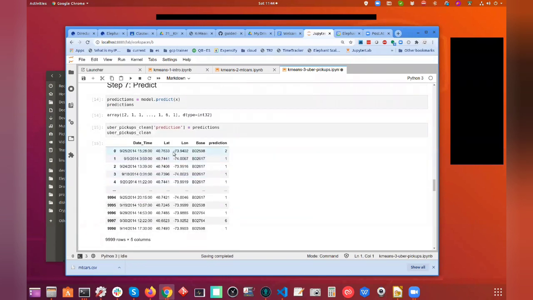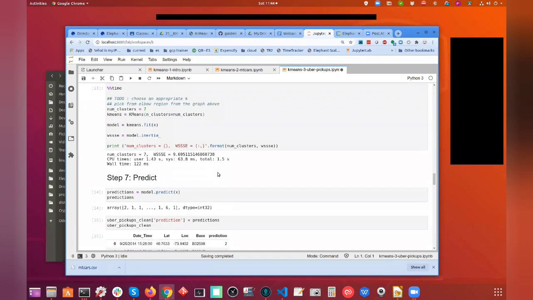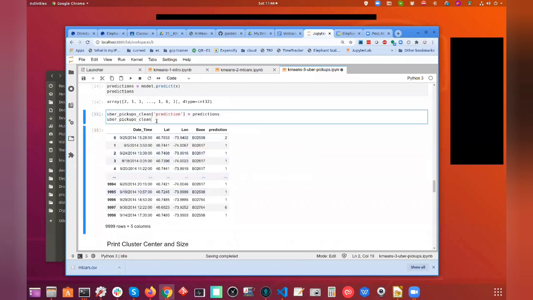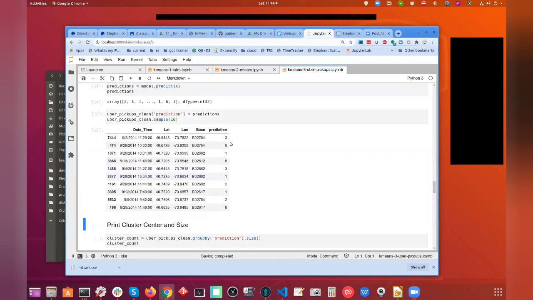What it does is each trip, each pickup, is assigned to a cluster. How many clusters do we have? We have 7 clusters. So you should see samples. Let me do a sample, that's always a good idea anyway. There we go. See the cluster ID prediction: 3, 6, 1, and so on. Each trip is assigned to one cluster. Remember, K-means is a hard clustering, because a trip can only belong to one cluster.